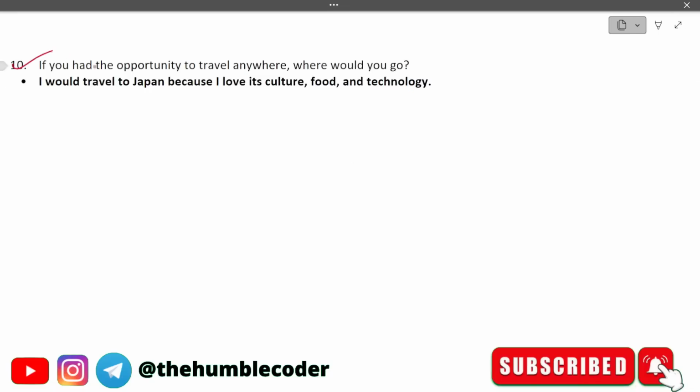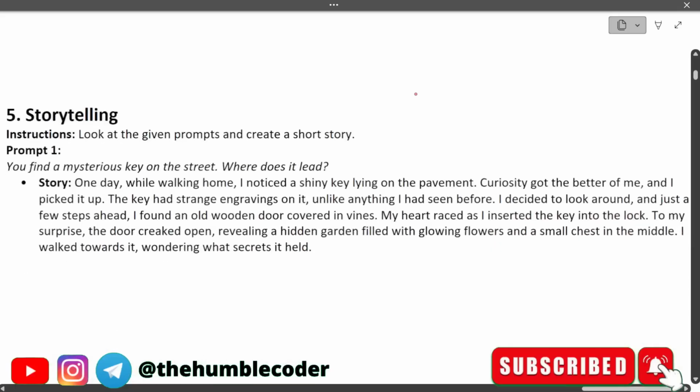The question is, if you had the opportunity to travel anywhere, where would you go? Okay, the correct answer that you can give, see, there is no correct or wrong as such, but one prospective answer that you can give for this question is, I would travel to Japan because I love its culture, food, and technology. Let's move on to the next set of questions now.